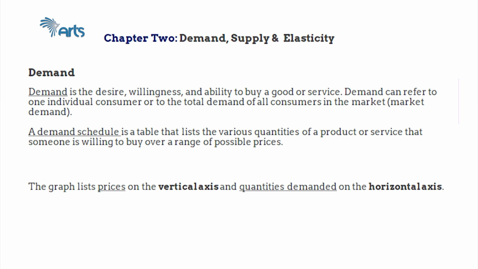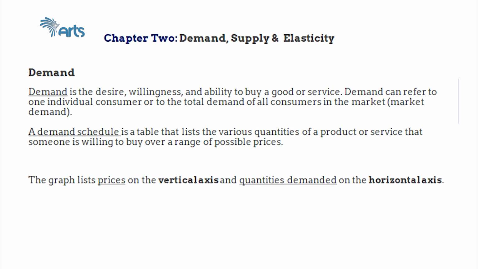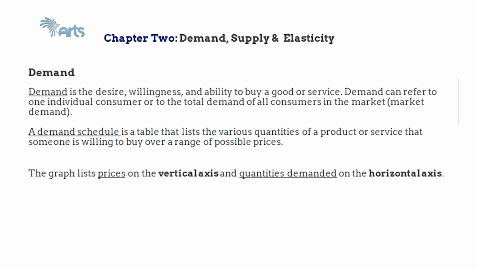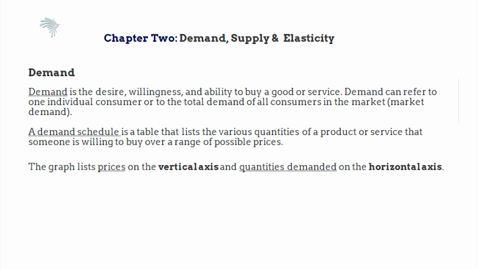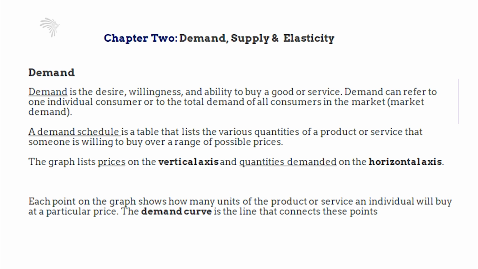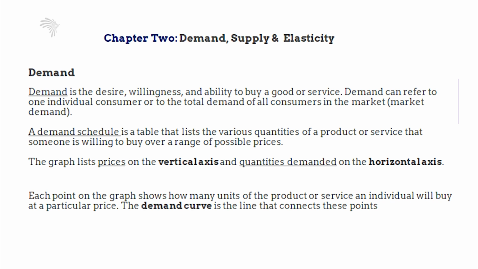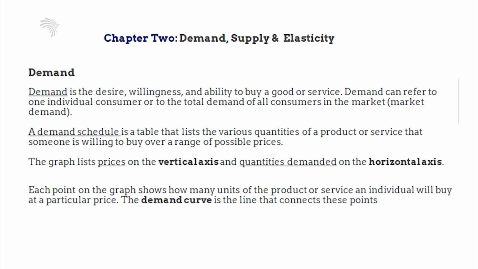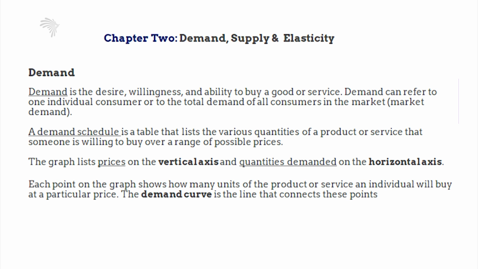The demand graph lists price on the vertical axis or the y-axis and quantity demanded on the horizontal axis or the x-axis. Each point on a graph shows how many units of a product or service an individual will buy at a particular price. The demand curve is a line that connects these points.